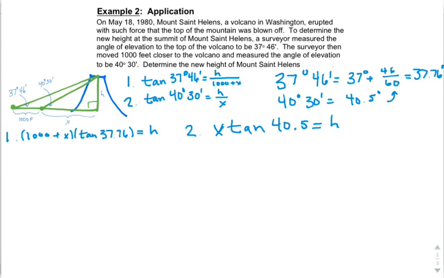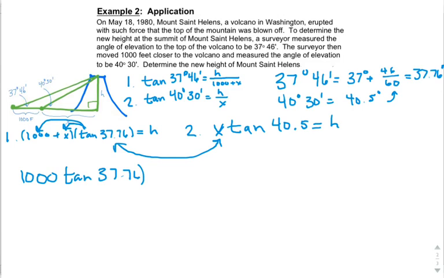So we're going to create a new equation by setting this part equal to this part. So we have, and I'm going to go ahead and distribute this part into this piece and this piece. So 1,000 times tangent of 37.76 plus x times tangent of 37.76 equals x times tangent of 40.5.